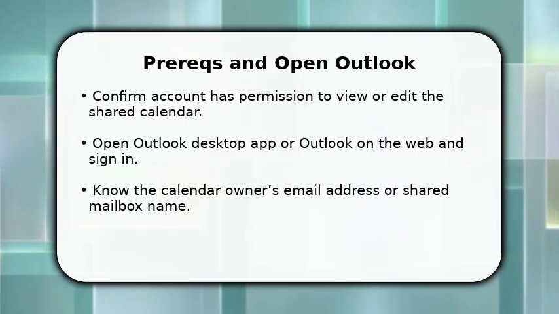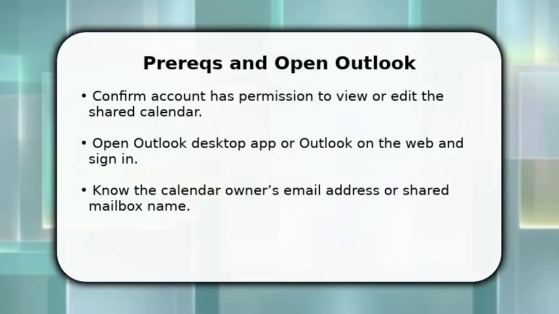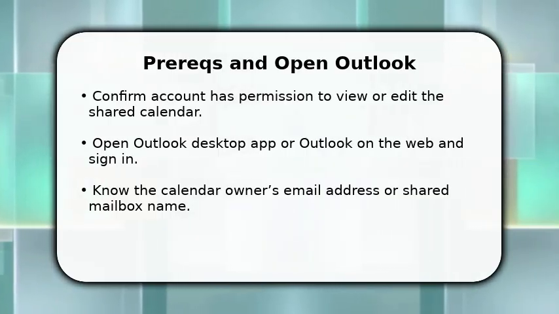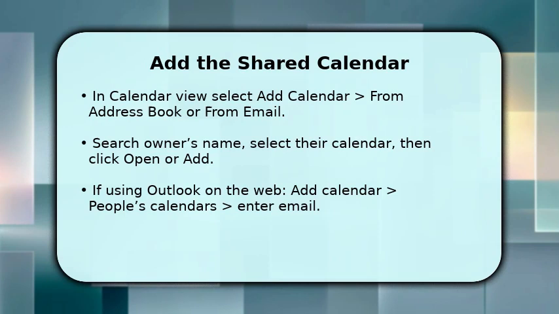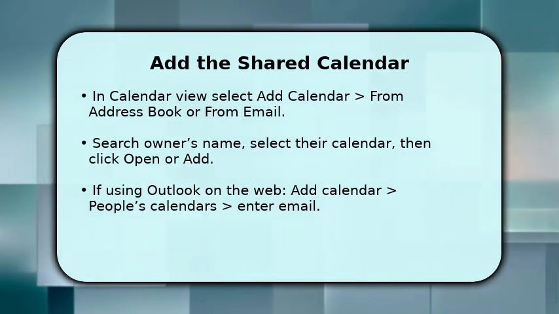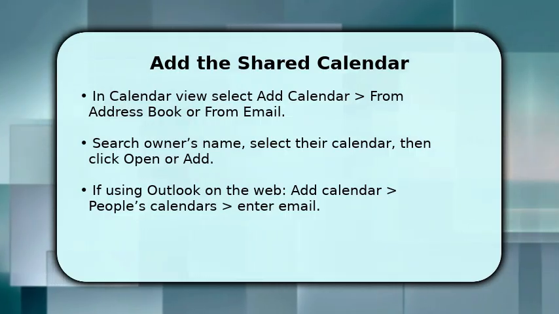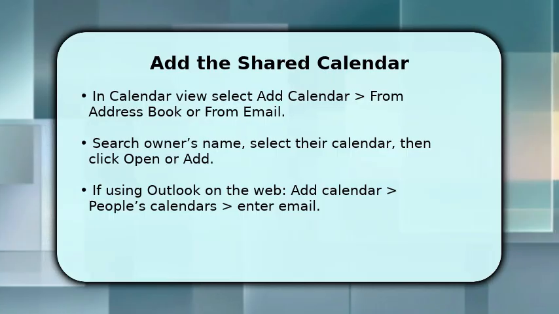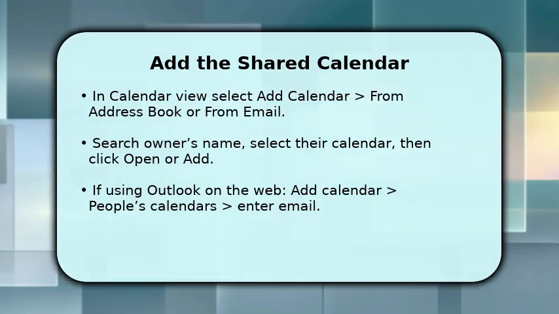Make sure you're using the same organization account as the calendar owner, because cross-tenant shares require different steps and won't appear here. Now add the calendar. In Desktop Outlook, select Add Calendar, then from Address Book, search the owner's name and choose their calendar. Click Open to add it to your list. Once done, make sure the calendar appears in your left pane under Shared Calendars.